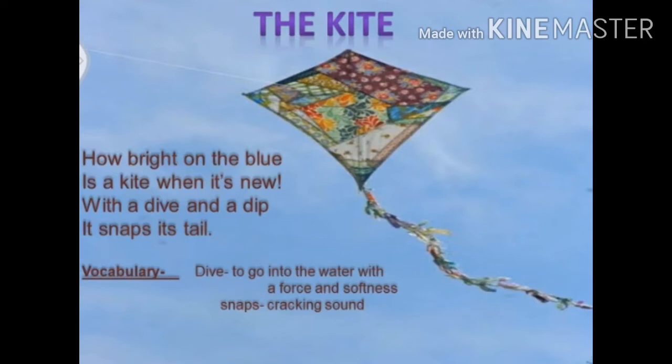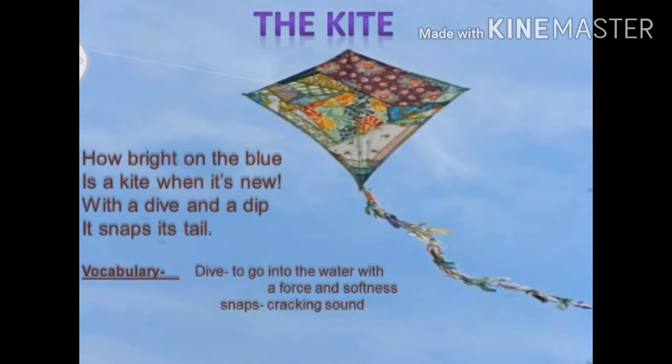How bright and blue is a kite when it's new. With a dive and a dip, it snaps its tail. So the poet says that how bright is a new kite. कितनी bright होती है एक new kite when it goes up into the sky. How bright on the blue. Blue here refers to the sky. So the kite looks so beautiful when it goes up into the sky with a dive and a dip.